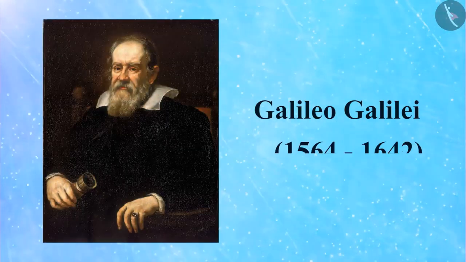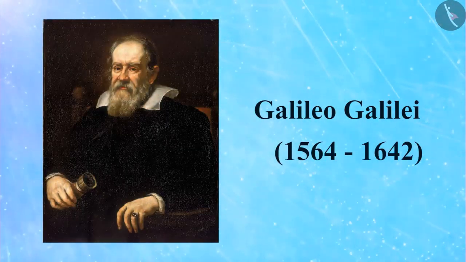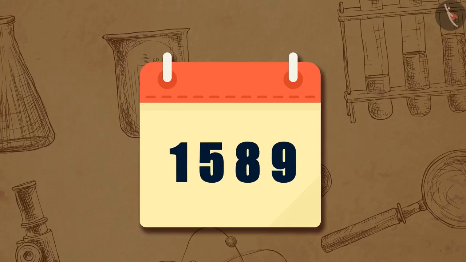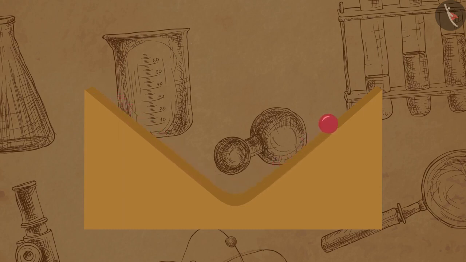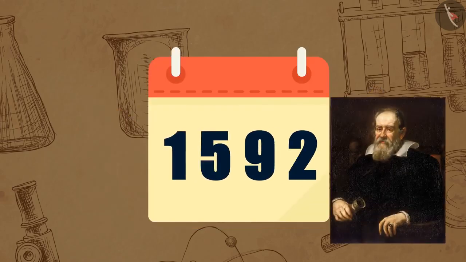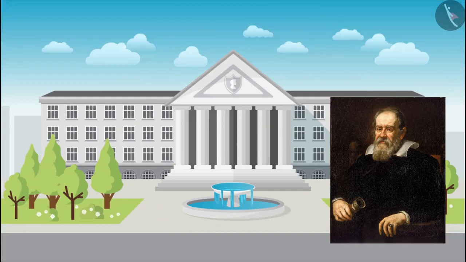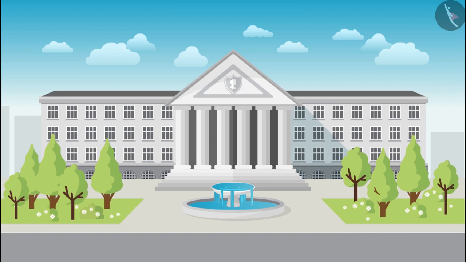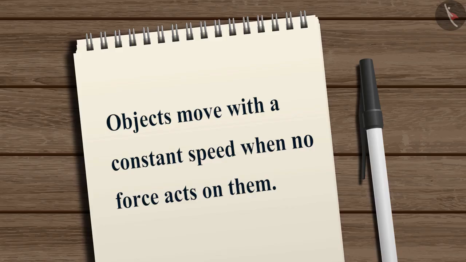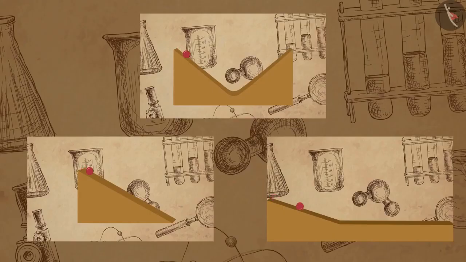Galileo Galilei had a keen interest in mathematics since his childhood. In 1589, in his series of essays, Galileo presented theories about falling objects using an inclined plane. In 1592, he was appointed a professor of mathematics at the University of Padua, where he continued his study of motion on inclined planes, and reasoned that objects move with a constant speed when no force acts on them. Let us take a look at an experiment performed by Galileo.